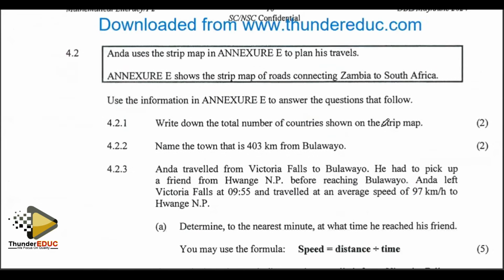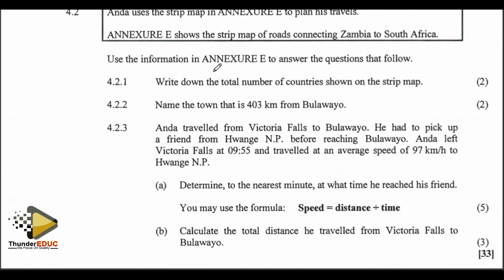Point 2, Anda uses the strip map in Annexure A to plan his travels. Annexure A shows the strip map of the roads connecting Zambia to South Africa. Use Annexure A to answer the questions that follow. Write down the total number of countries shown on the strip map.